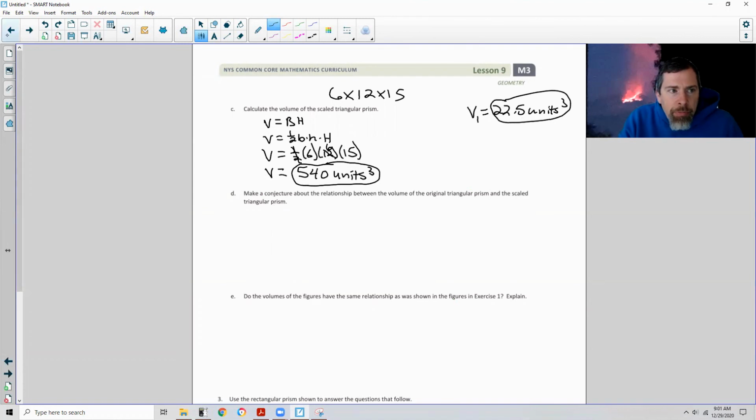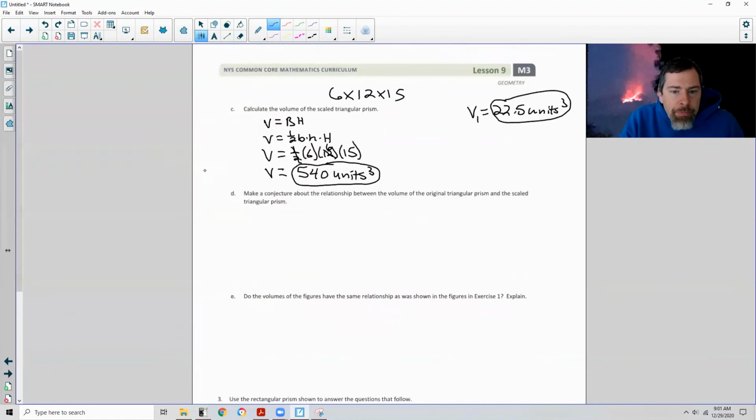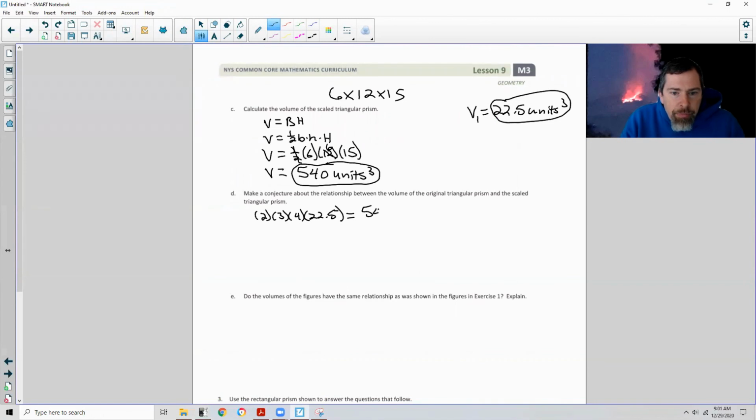So we scaled it up by a ratio. We scaled it up by 2 to 3 to 4. So I'm thinking that if I take that 2 to 3 to 4 that we scaled it up by and multiply it by the original volume, we would get this. So let's check. If I take 2 times 3 times 4 times our original volume, which was 22.5, I get 540. Okay, so there's the relationship.